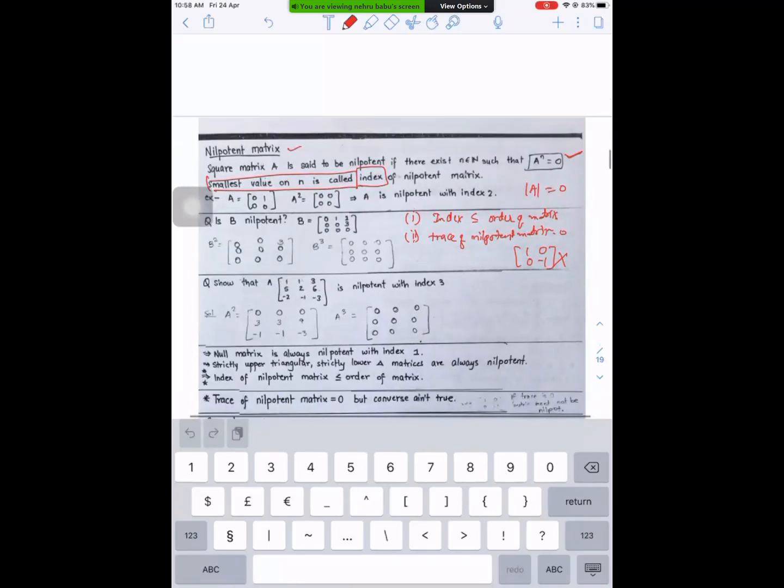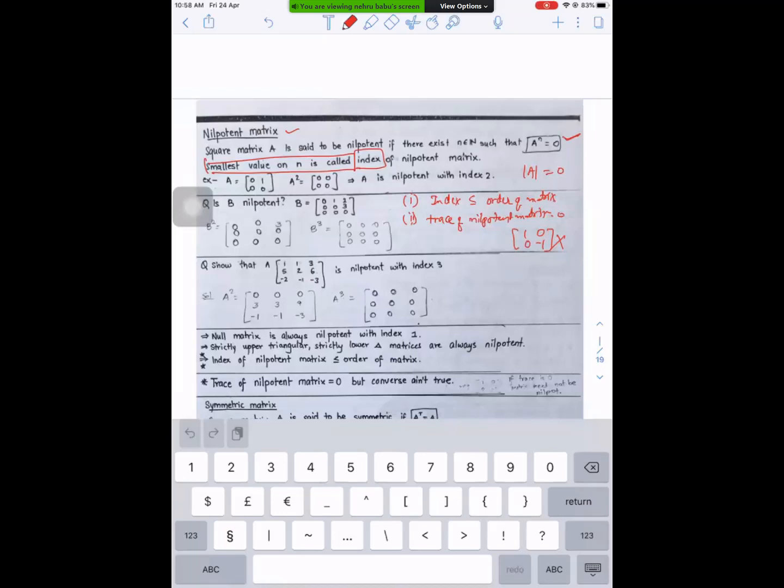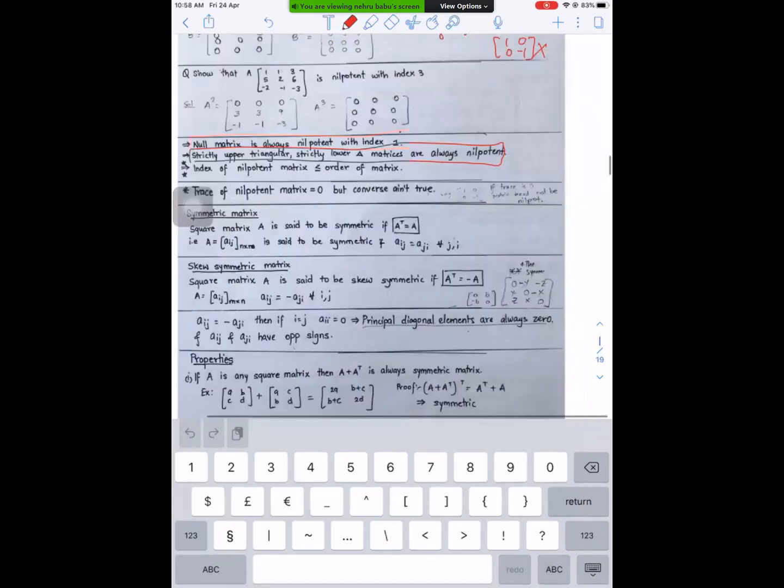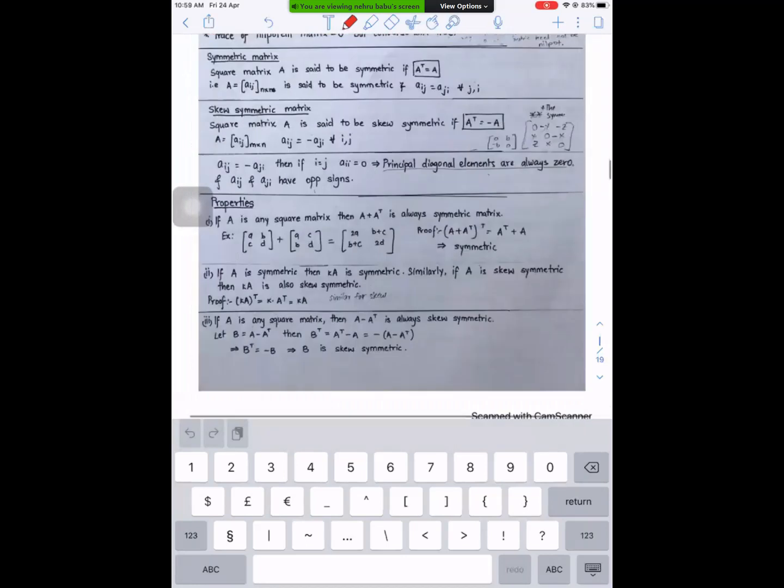And one more example for nilpotent matrix: strictly upper triangular matrices and strictly lower triangular matrices are always nilpotent. In the same way, null matrix is always nilpotent with index 1.